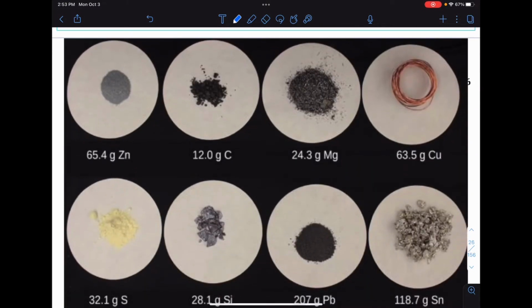These white circles are small filter papers that could fit in the palm of your hand. In the first one, we have 1 mole of zinc atoms, which weighs 65.4 grams. This number is on the periodic table as the atomic mass of zinc. 1 mole of carbon atoms weighs 12.0 grams. 1 mole of magnesium atoms weighs 24.3 grams.